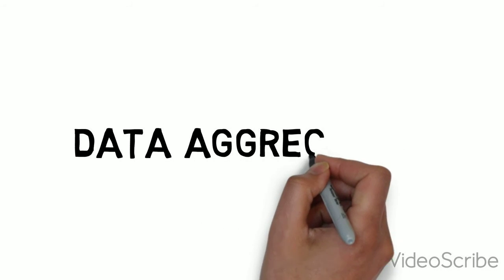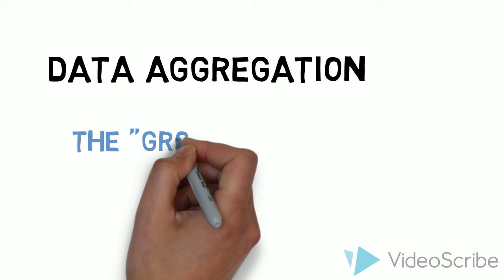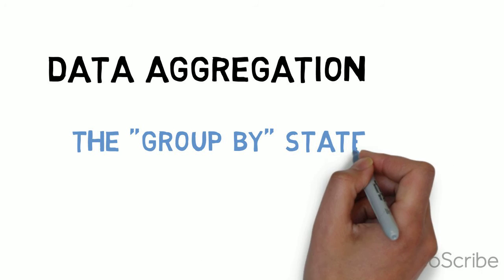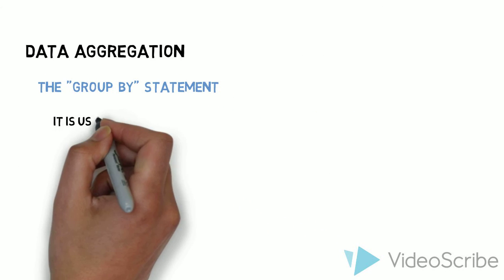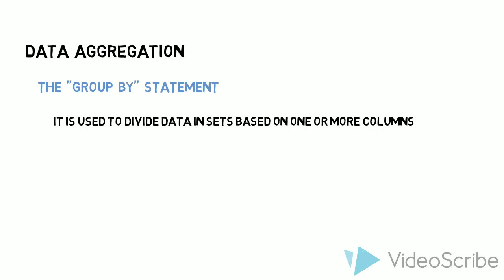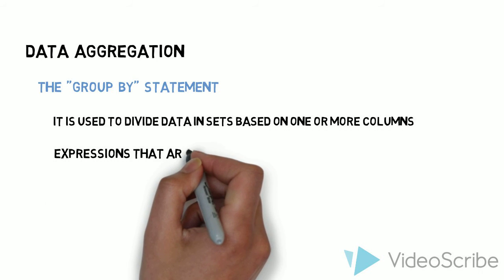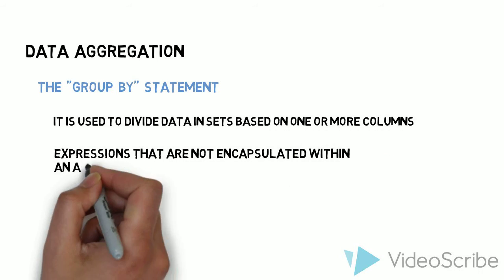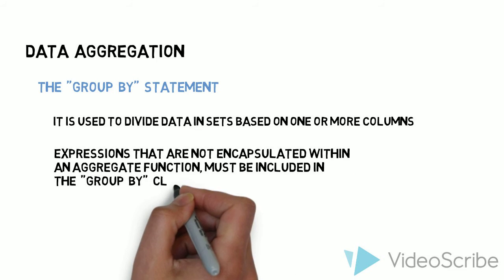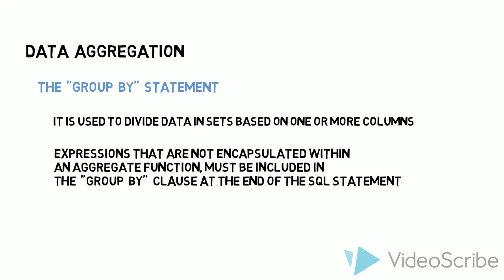Next topic, data aggregation. If I ask you how many people are there in your group, you won't tell me their names, but you'll tell me the total count. That's called rolling up the data or data aggregation. This brings us to the group by statement. It is used to divide data in sets based on one or more columns. Expressions that are not encapsulated within an aggregation function must be included in the group by clause at the end of every SQL statement. Confused?